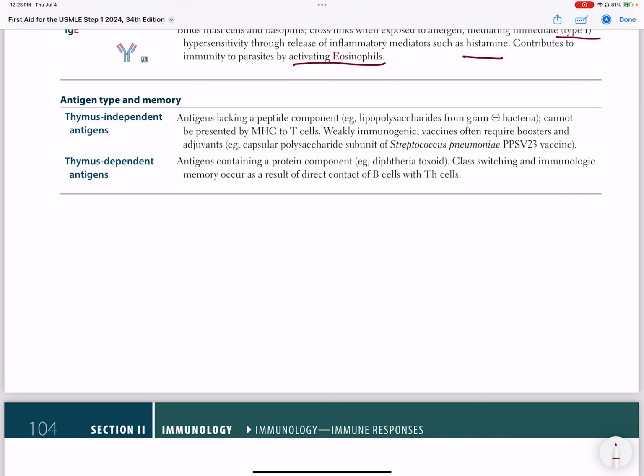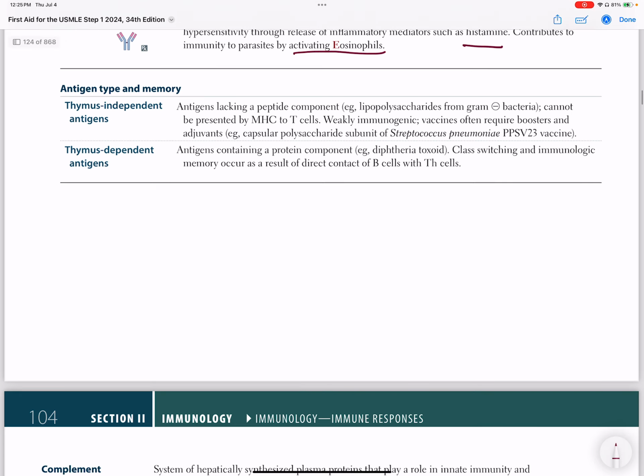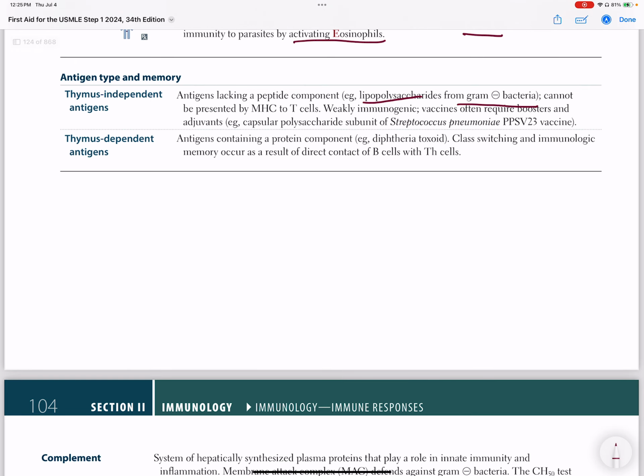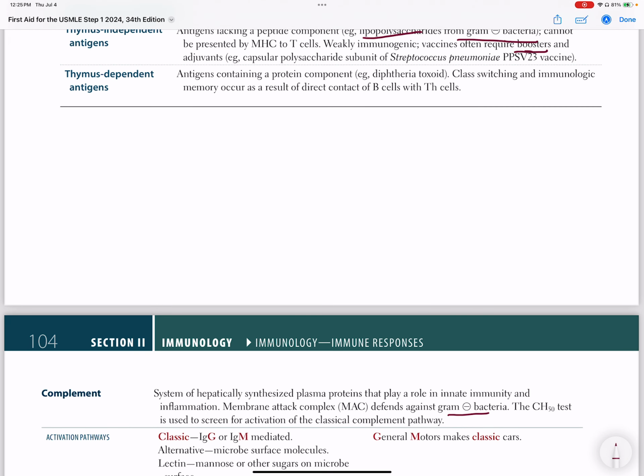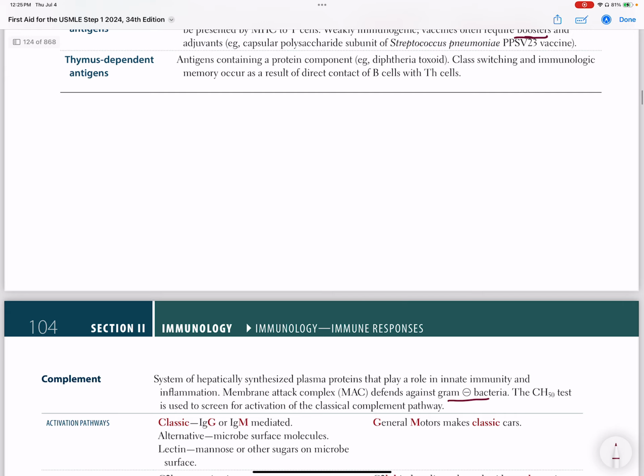Antigen type and memory. Thymus independent antigens: antigens lacking a peptide component, such as lipopolysaccharides from gram-negative bacteria. They cannot be presented by MHC onto a T cell. Weakly immunogenic. Vaccines require boosters and adjuvants, like the capsular polysaccharide subunit of Streptococcus pneumoniae PPSV-23 vaccine. Thymus-dependent antigens: antigens containing a protein component, such as diphtheria toxoid. Class switching and immunological memory occur as a result of direct contact of the B cells with T cells.